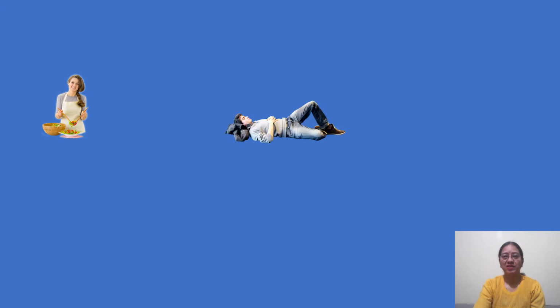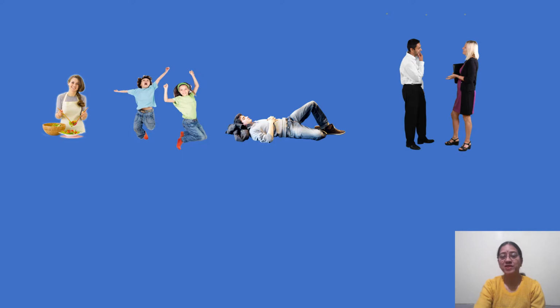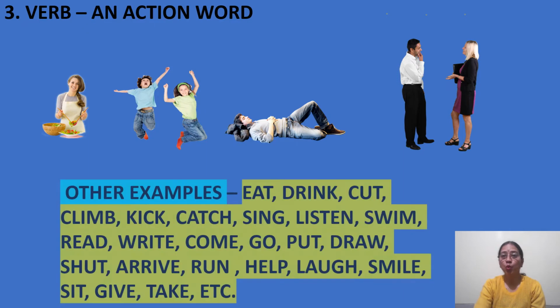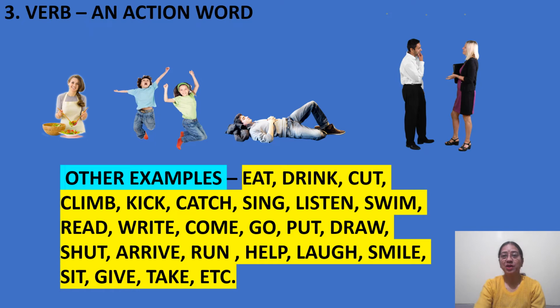So what do you see here on the screen coming right in front of you? These are people in action. So we see here people doing something or the other, right? So we see a woman cooking, we see a man sleeping, we see kids jumping, and we see a man and a woman talking. So these are nothing but action words, which means they denote an action. So here are some more examples of action words or verbs, which is the third part of speech.